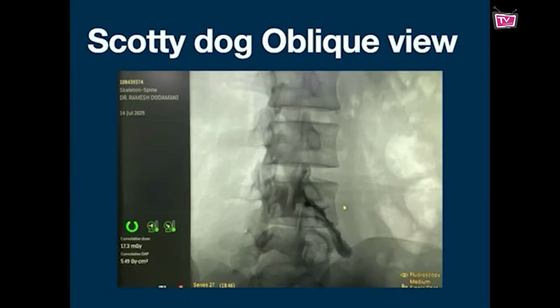The same technique. This is one of the cases, just for the sake of demonstration. Again, the Scotty dog, and this is the root. This is at the L4-L5 level. This is the oblique view. You can see a beautiful Scotty dog here, and a very nice spread of dye along the L5 root.